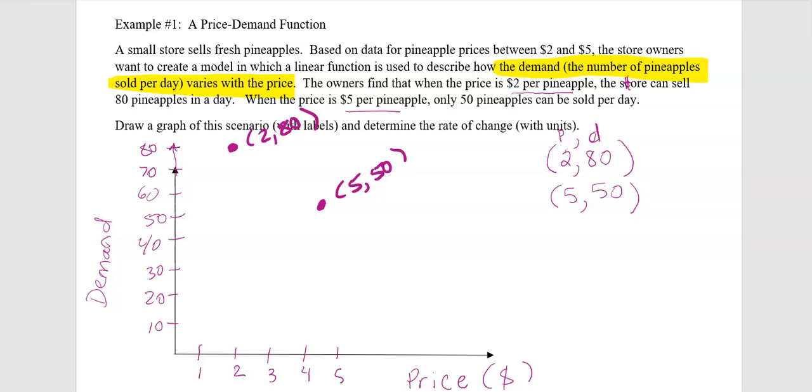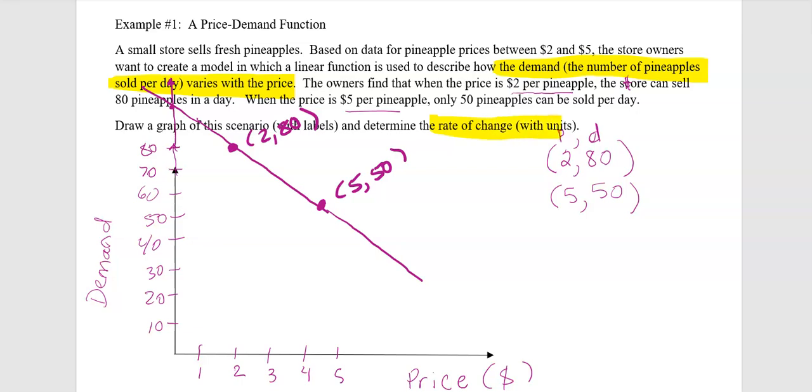And then I want to connect these with a straight line. Again, you can see that your y-intercept, or your initial amount, if we were determining it, would be higher than the 80. So if they were free, you're going to be able to sell more than 80 a day. You'd be giving them away. So that would be the graph of the scenario. Notice that we want to label our axes, we want to scale each axis, and we want to include all of that in our work.